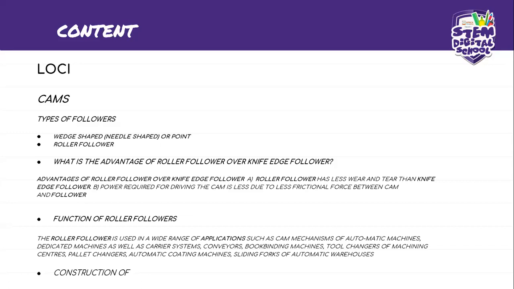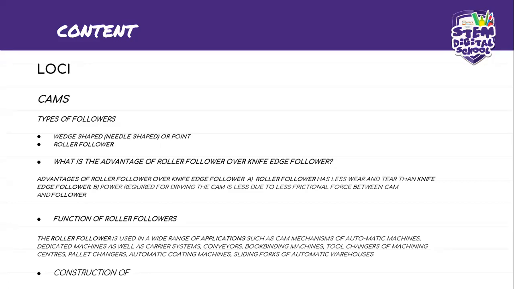What is the advantage of the roller follower over a knife-edged follower? Remember, a knife-edged follower is the same as a point or wedge-shaped follower. The advantages of a roller follower over a knife-edged follower are that the roller follower has less wear and tear than the knife-edged follower, and the power required for driving the cam is less due to less frictional force between the cam and the follower.